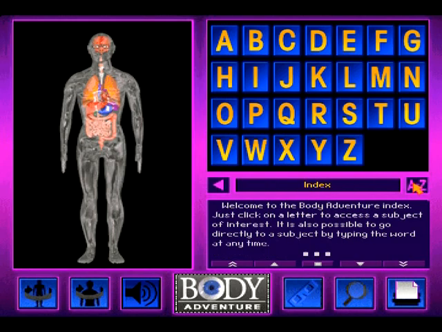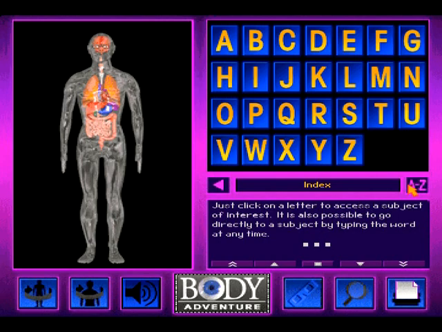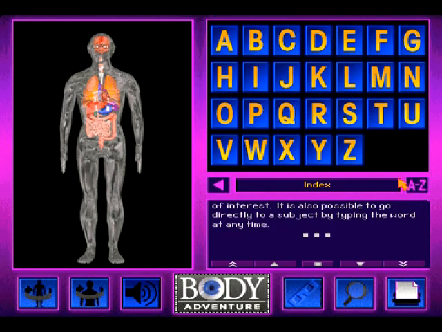Welcome to the Body Adventure Index. Just click on a letter to access a subject of interest. It is also possible to go directly to a subject by typing the word at any time.